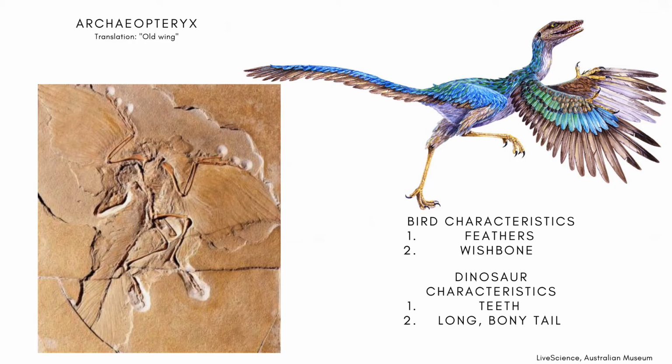And there were many characteristics that made scientists and paleontologists believe that this was the quote-unquote missing link between birds and dinosaurs because it had characteristics of both. So its bird characteristics included feathers, right? All modern birds have feathers, and a wishbone. The dinosaur characteristics that Archaeopteryx had were teeth. Modern birds lack teeth, and a long, bony tail.